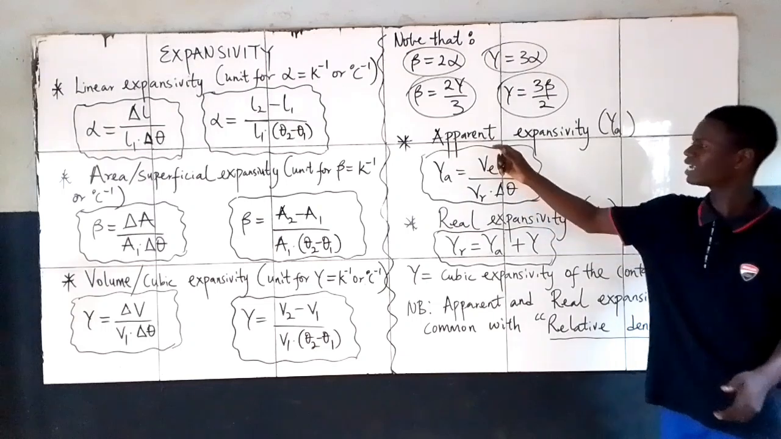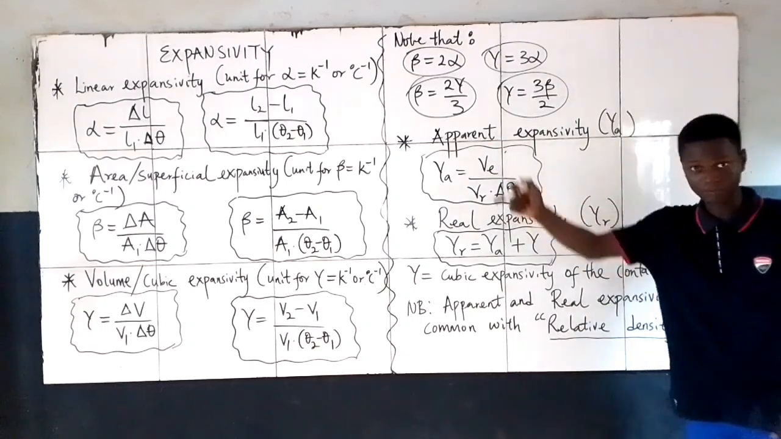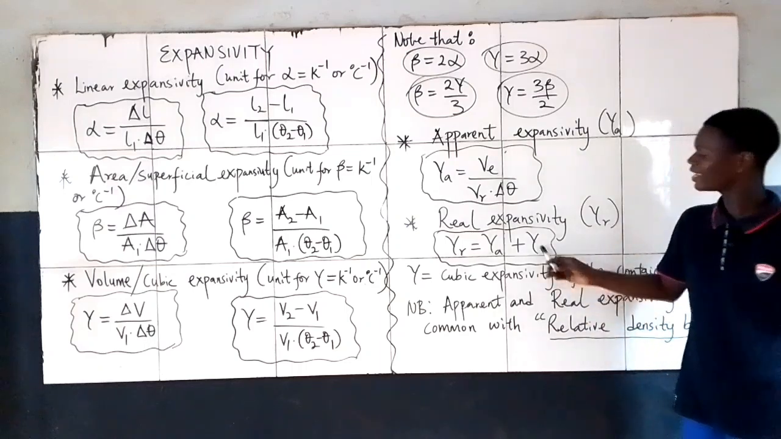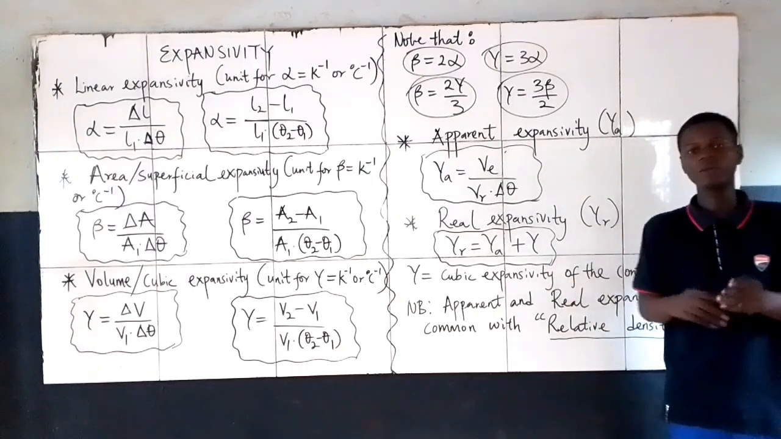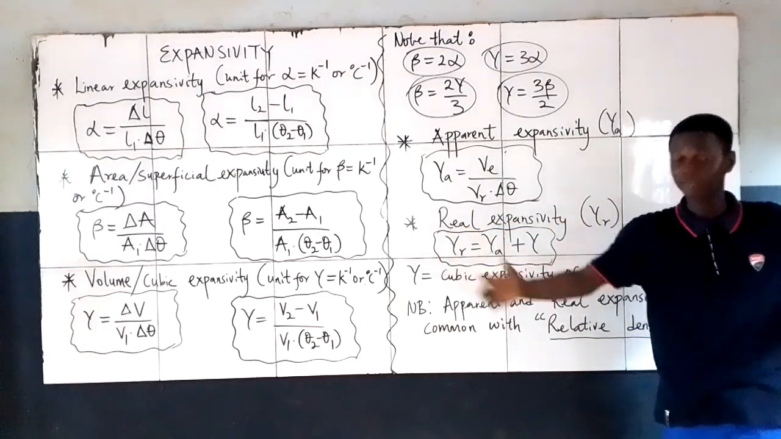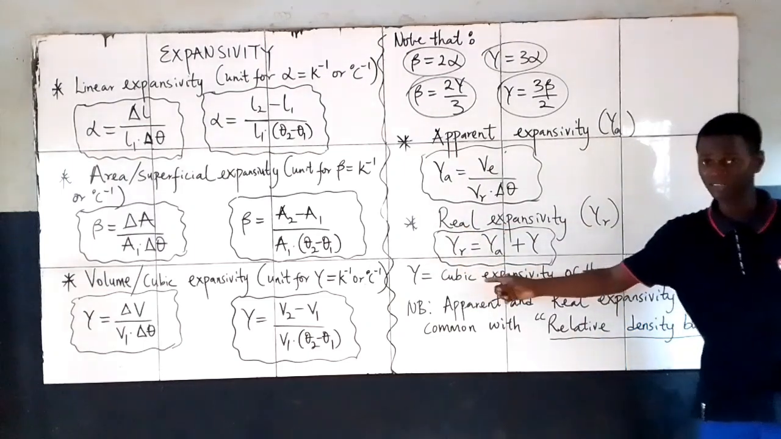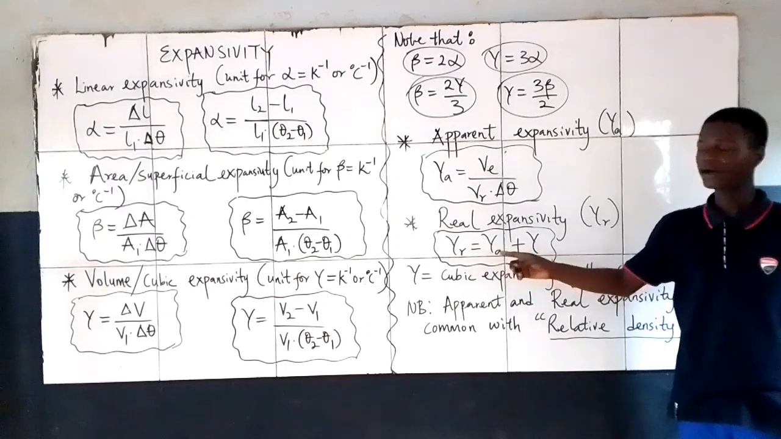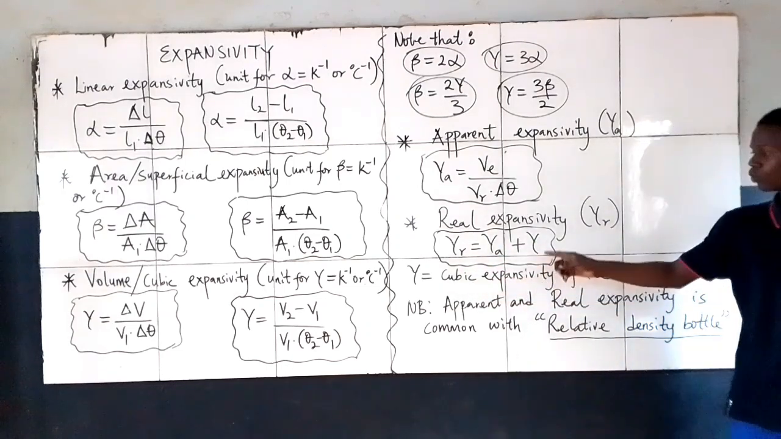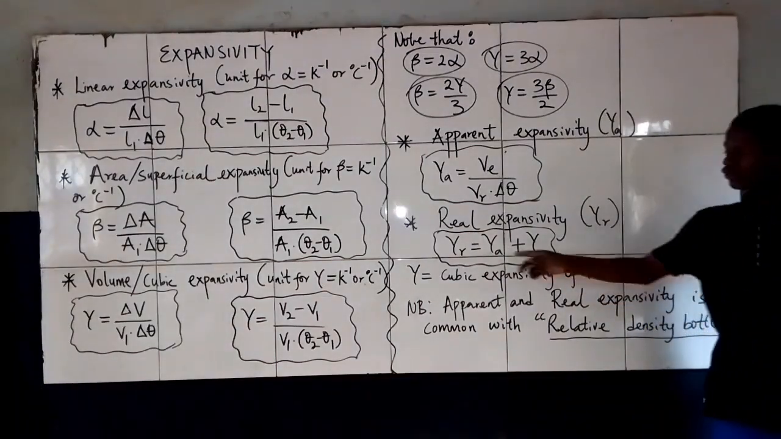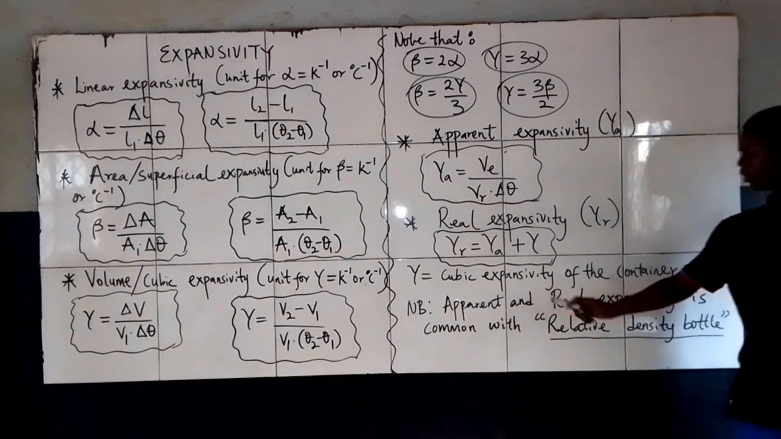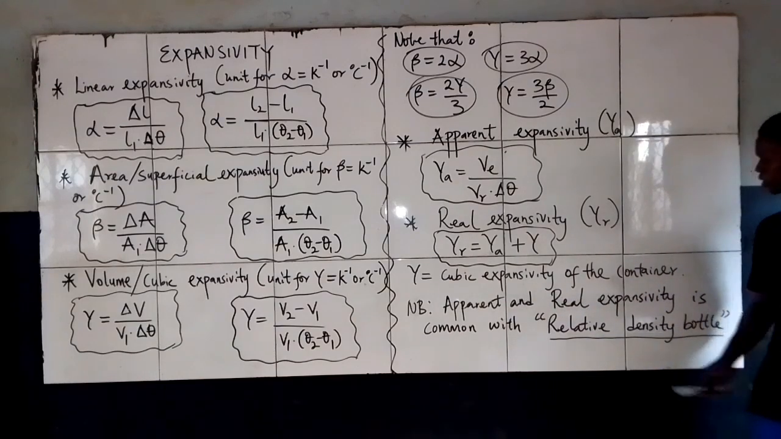So if you have calculated the apparent expansivity and you want to get the actual expansivity, it's simply the apparent expansivity you have calculated for the liquid added to the what? Expansivity of the vessel. Because in that case, it is assumed that both the liquid expands and the vessel also expands. So to get the real expansivity of the liquid, you have to add the apparent expansivity to the expansivity of the vessel. So that will give you the real expansivity.